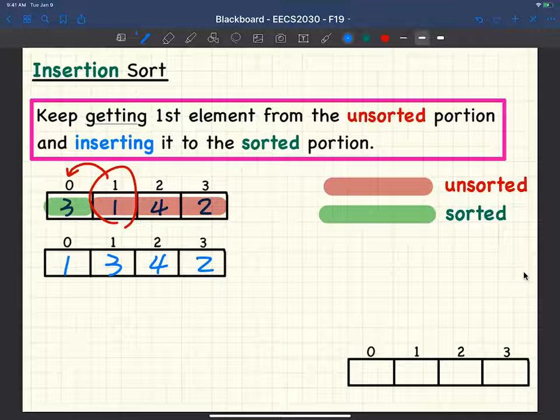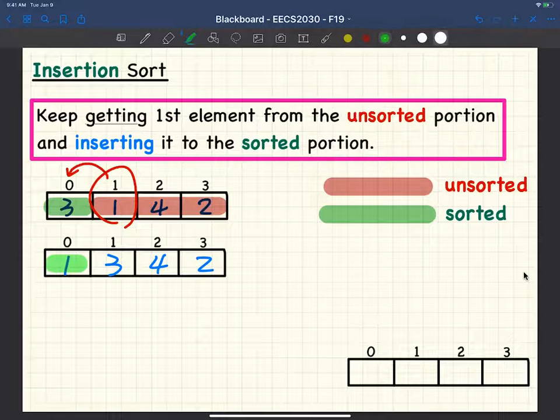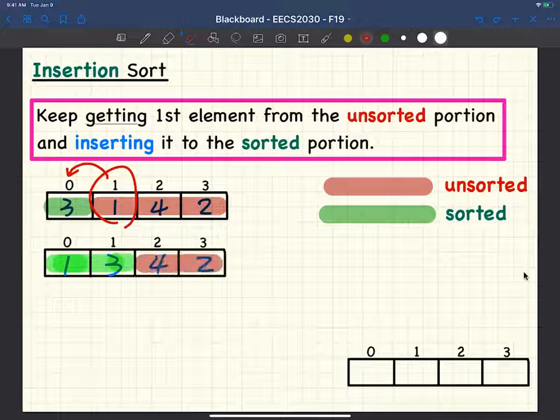Okay? So now after this, this is the green area that's sorted, and this is unsorted. That's the first iteration. Insertion is expensive when you get to the part where the sorted area is so large, right?